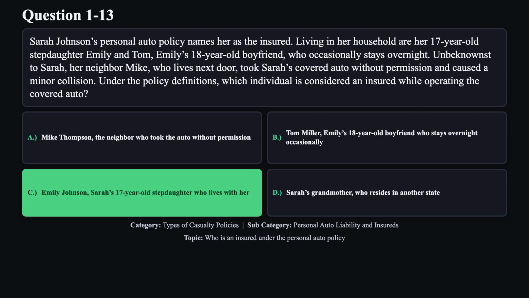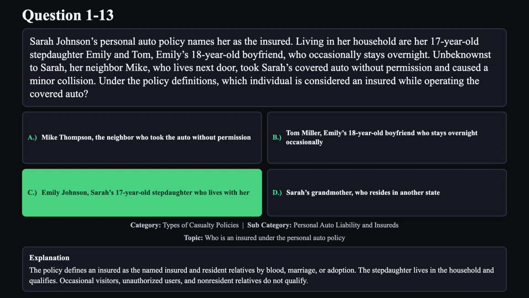The correct answer is C. The policy defines an insured as the named insured and resident relatives by blood, marriage, or adoption. The stepdaughter lives in the household and qualifies. Occasional visitors, unauthorized users, and non-resident relatives do not qualify.